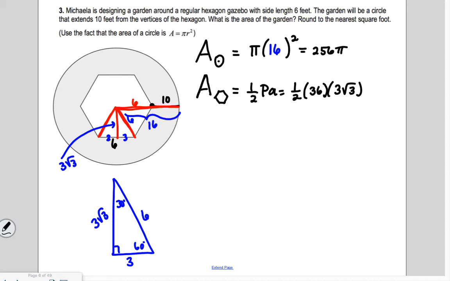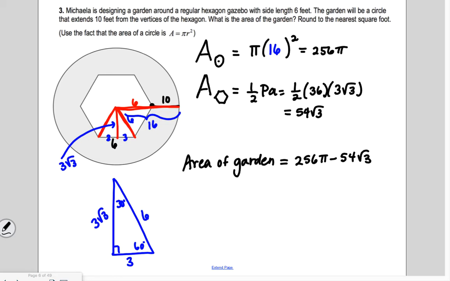So I start reducing. Okay, half of 36 is 18. 18 times 3 is 54. So I'm going to have 54√3 as my area. So that means the area of the garden, maybe you could do A with a subscript flower, I know that area of the garden is what? So we're going to have that 256 pi minus 54 root 3. Okay.